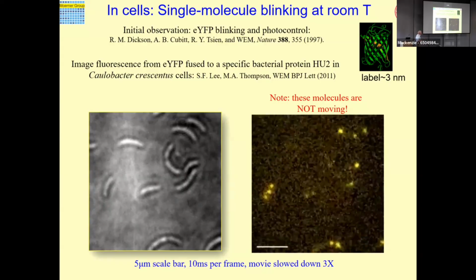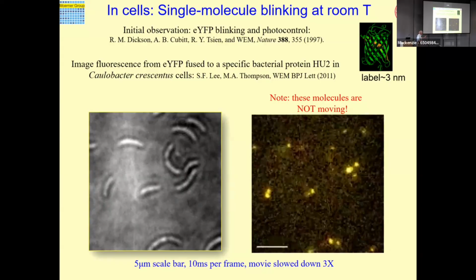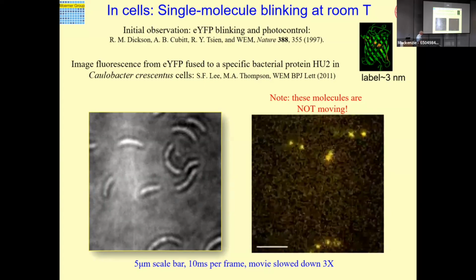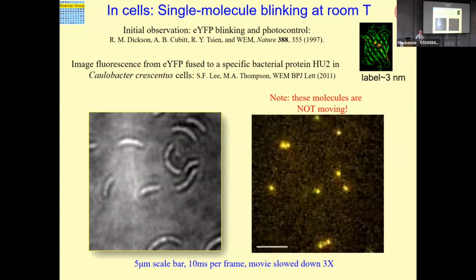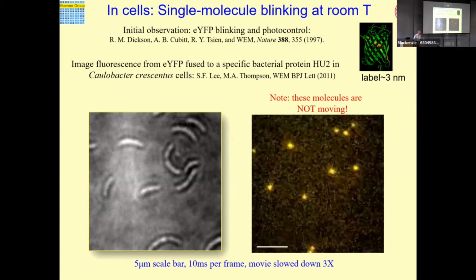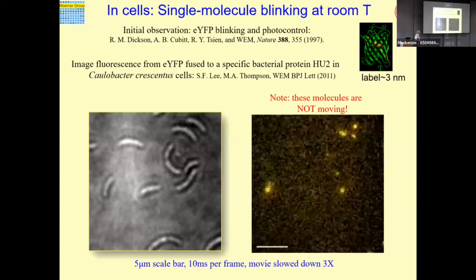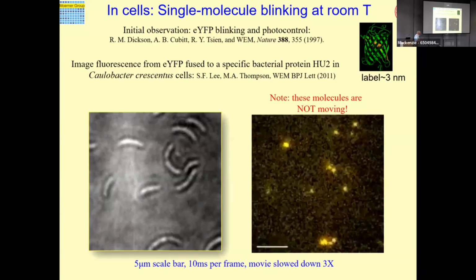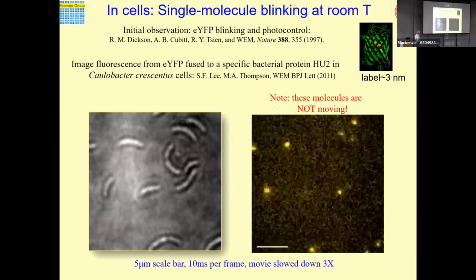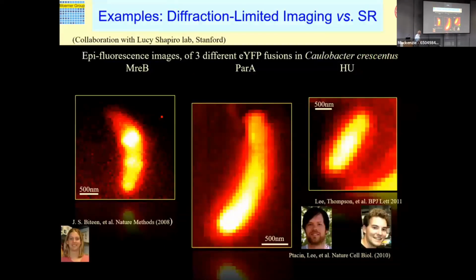And what you notice is that it's pretty fast here. The movie is slowed down 3x. Turns out that the blinking will be faster if you use different laser powers and things like that. So there's some variation in detail about the blinking processes. Fine, no time to go over that.